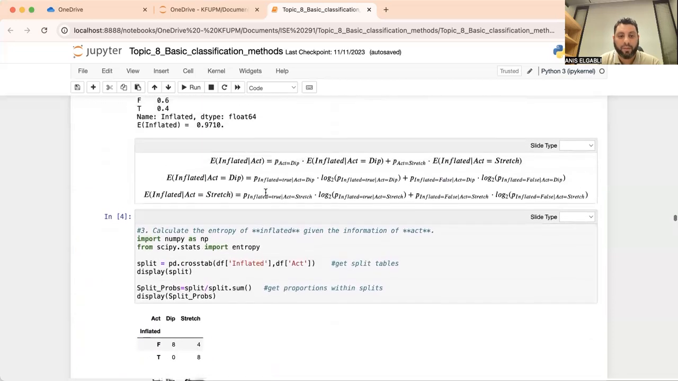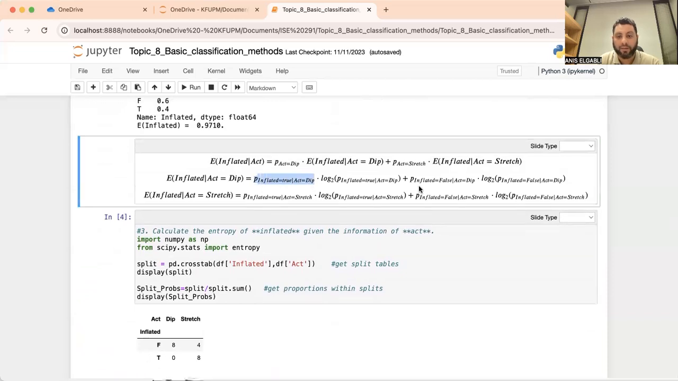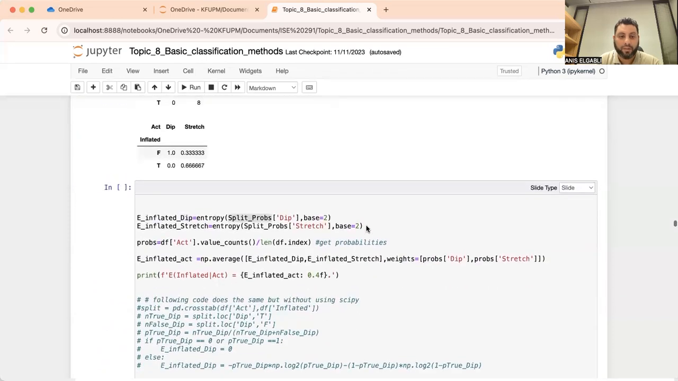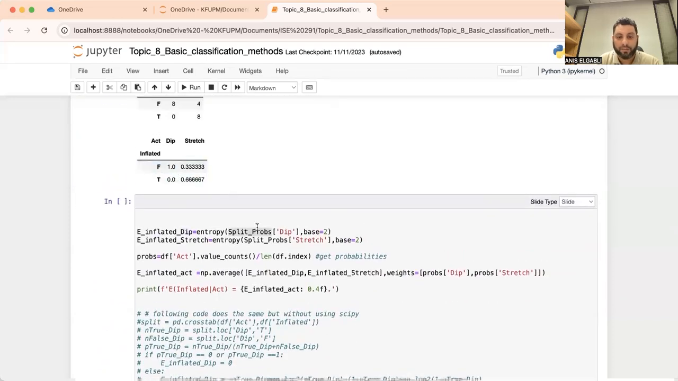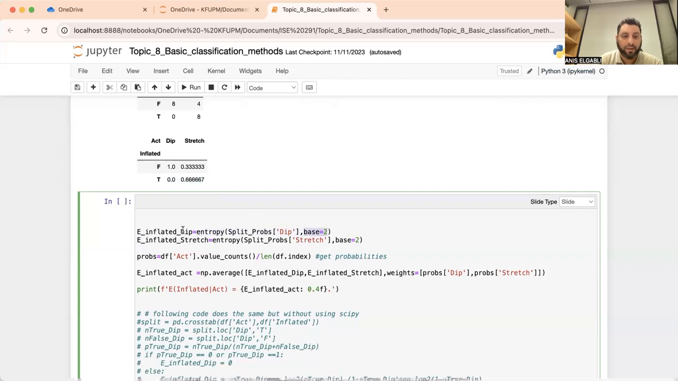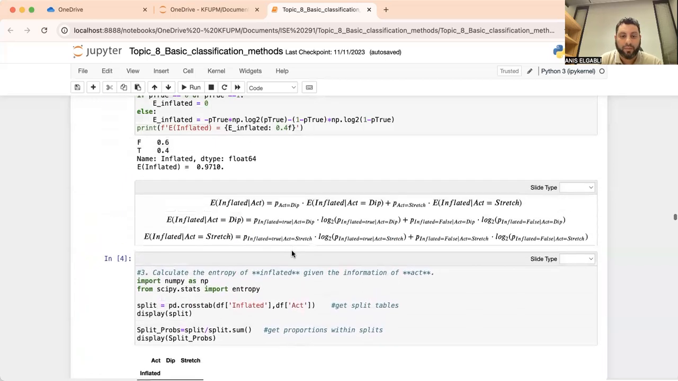Okay, because what we want to compute here is the probability of inflated equal to true given act equal to dip, and the probability of inflated equal to false given act equal to dip. So which are these two probabilities, 1 and 0. Okay, so we pass these two probabilities. So we are extracting this column when act is equal to dip. So these two probabilities, we pass them to entropy with base equal to 2. Now we have computed the entropy of inflated given act equal to dip. We have computed this. Okay.